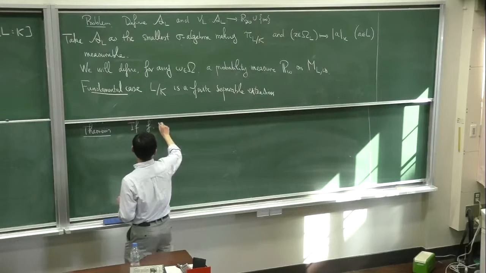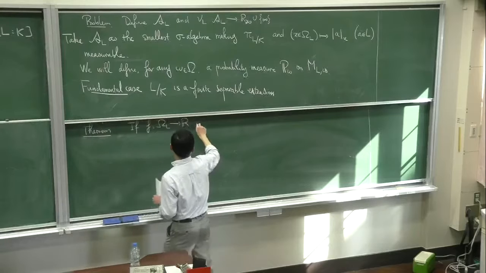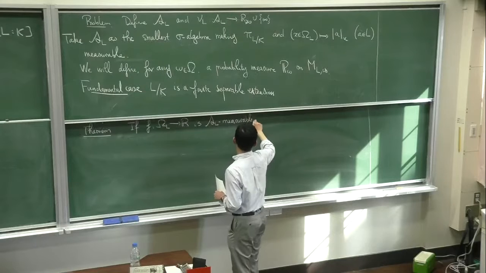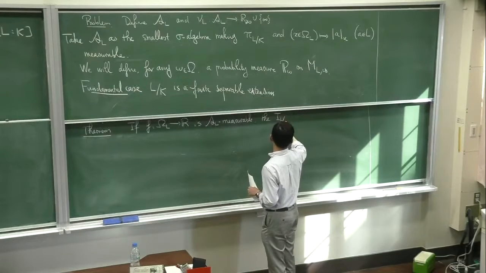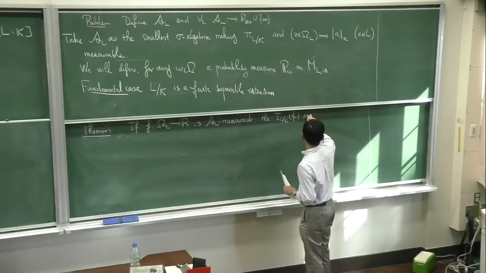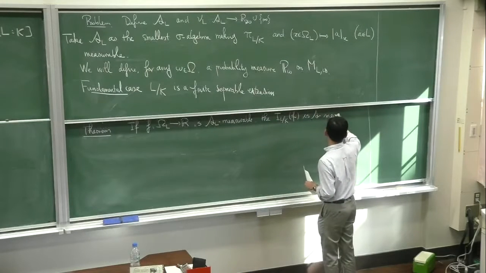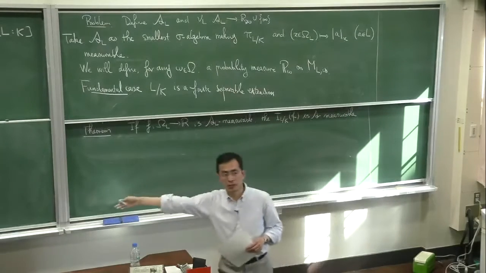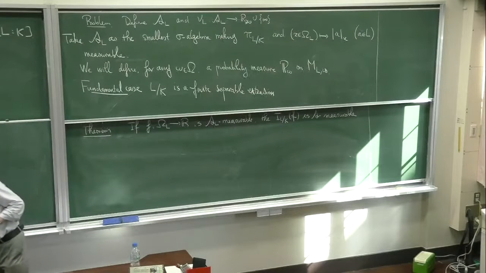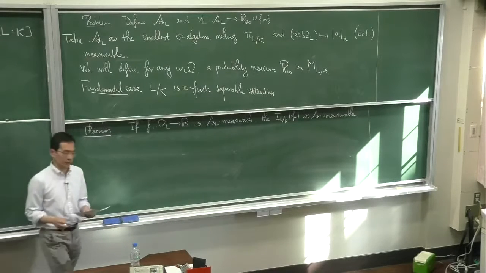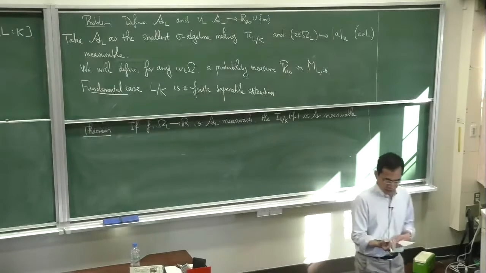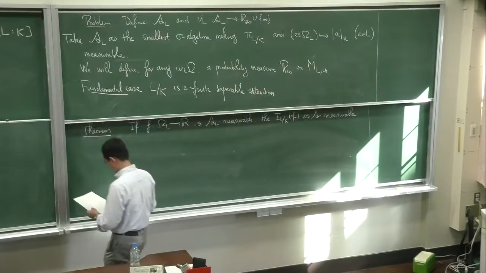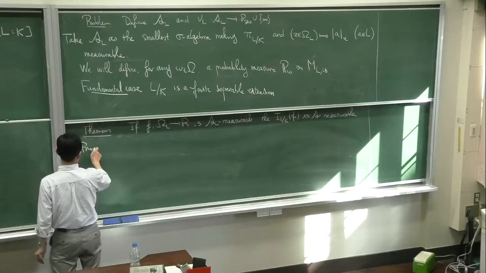So if f from Ω_L to R is 𝒜_L measurable, then the fiber integral of f is 𝒜 measurable. So with this theorem, you can define a measure on Ω_L by using this formula. So it would be sigma additive. Okay. So in the remaining time, I will explain the idea of the proof.